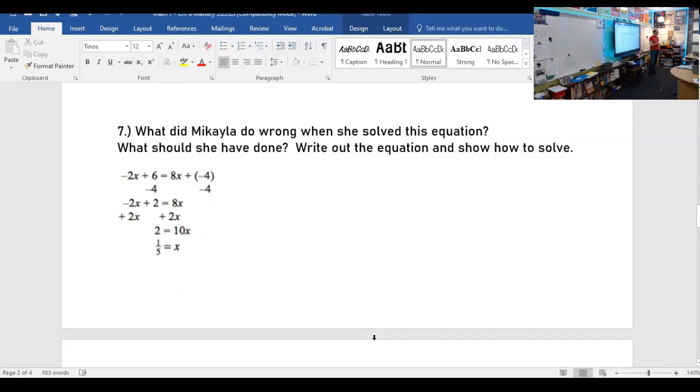In 7, please don't announce it to the class. What did Michaela do wrong? And then go back and do it correctly. Write out the equation and show how to solve. X does not equal 1/5. That's not the answer because she done goofed.